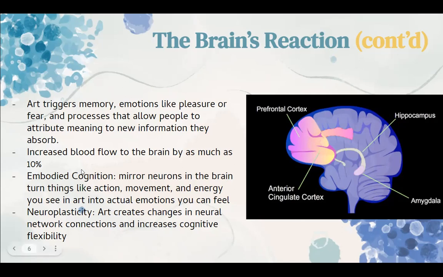And then there's this really cool concept called embodied cognition, where basically mirror neurons in the brain can turn things you see in art into actual emotions you can feel. So if you're looking at like a painting of a desert, you can actually feel the desert heat or like the sand underneath your feet. And that's due to embodied cognition.